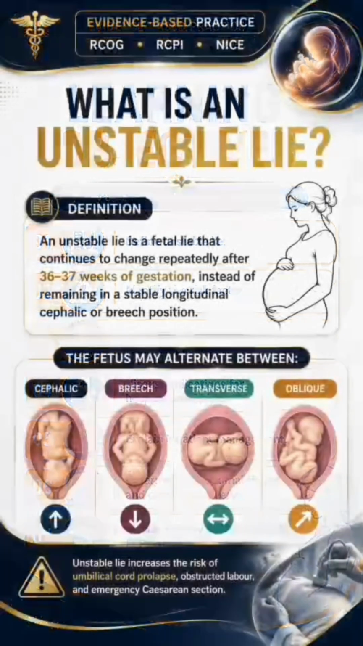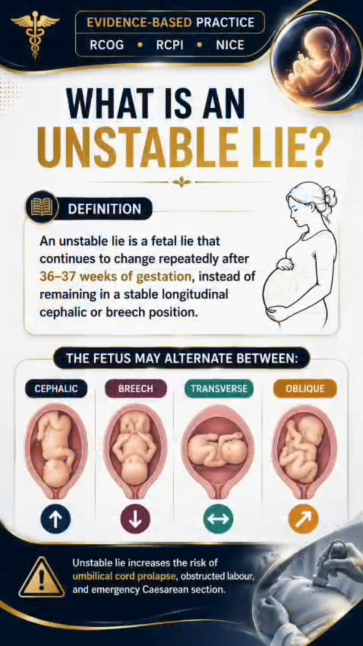So, let's begin with the most fundamental question. What exactly is an unstable lie? An unstable lie is a fetal lie that continues to change rapidly after 36 to 37 weeks of gestation instead of remaining in a stable longitudinal position. Normally, by this stage of pregnancy, the fetus settles into a definitive presentation, most commonly cephalic and less commonly breech. This stable position allows us to plan the safest mode of delivery.